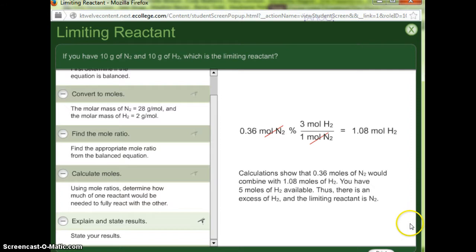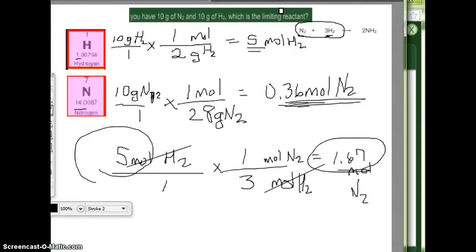So you can see you can start with either of the reactants once you get to the mole stage to see if you have too much of the other one. And that's how you find the limiting one. So again, put in your notes what you need to put in your notes. I'll put this screen back up. You can hit pause if you need to.